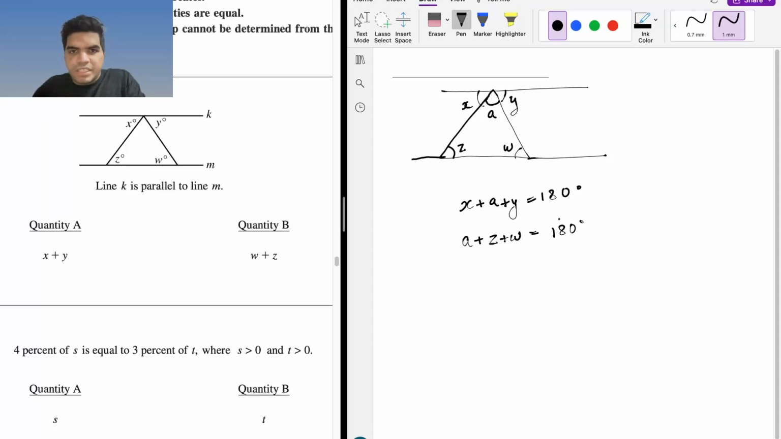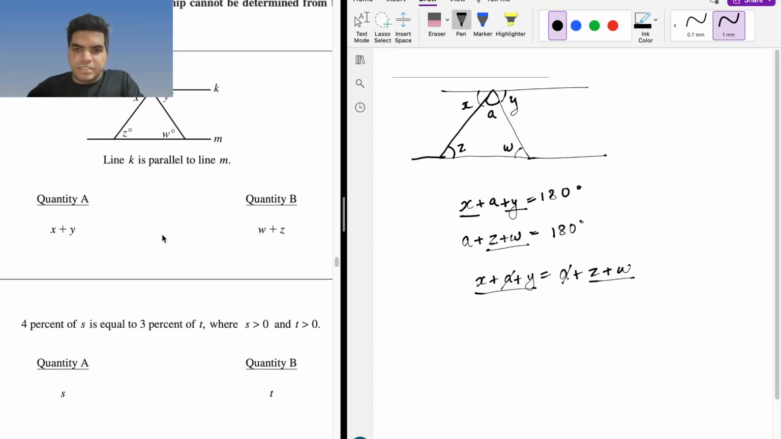So both of them are 180 degrees, and we can see that quantity B is here, quantity A is here, A is also there, so we can cut most of it. So X plus A plus Y is equal to A plus Z plus W. Now A can be removed. So we can say X plus Y is equal to Z plus W. That means both quantity A and B are equal. So option C will be the correct answer. So for the first one, we have C.